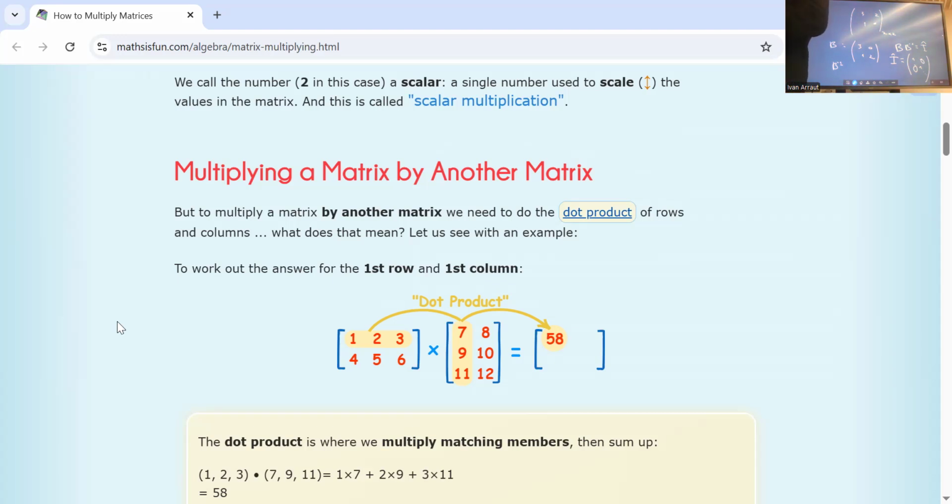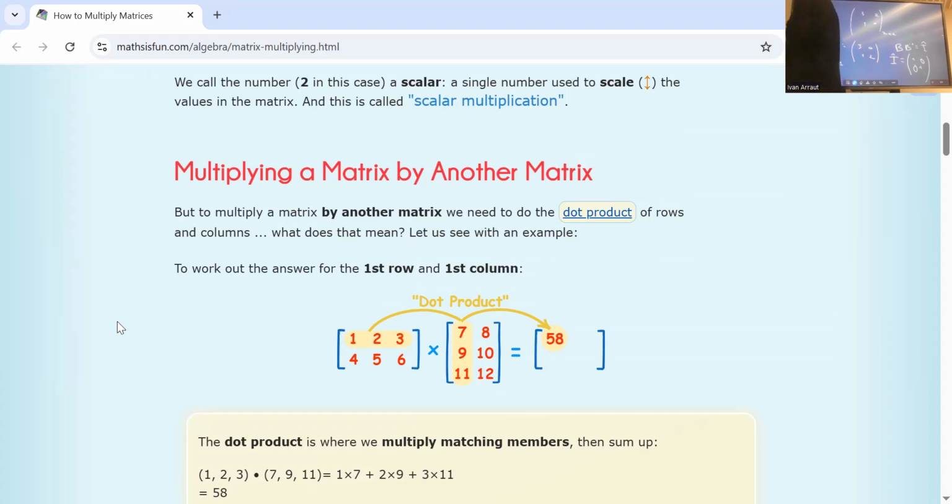Exactly. If I add one more column here, I cannot multiply these two matrices. If I add one more row here, I technically could, no, I cannot either. So the point is that the number of columns of this matrix has to match the number of rows of the second.